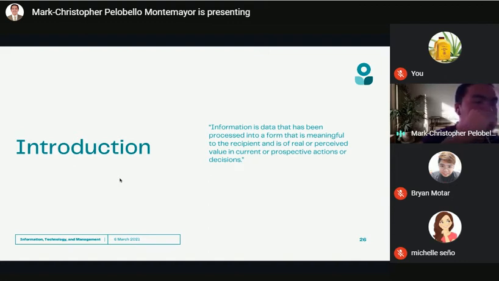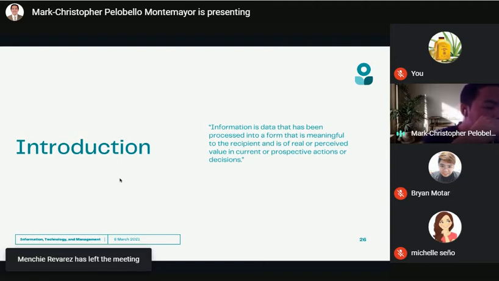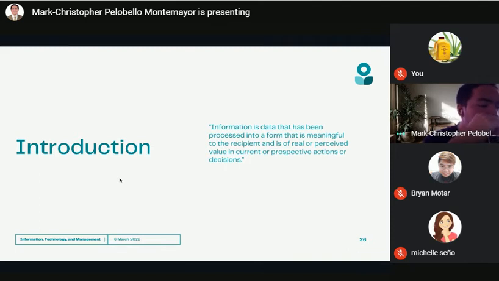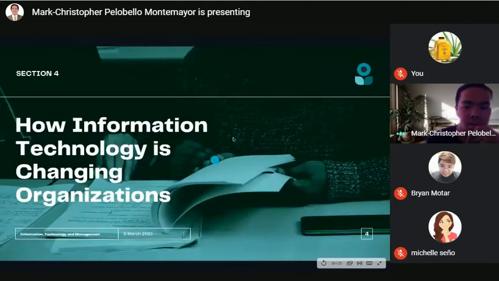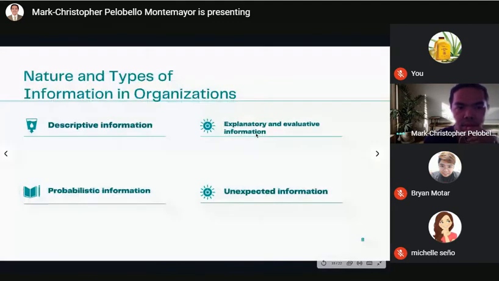So earlier I've already shared with you the attributes of information, some of which include timeliness, accuracy, relevance, adequacy, completeness, explicitness, and exemption based. Now, nature and types of information in organizations.